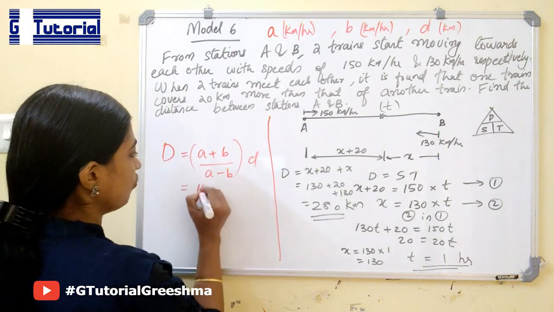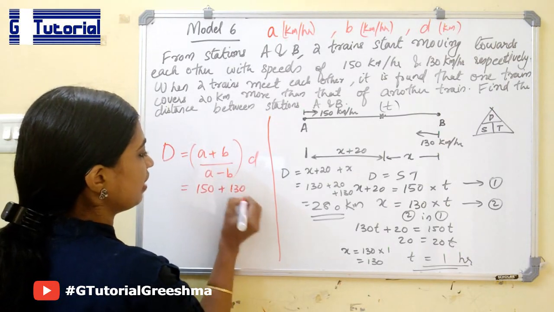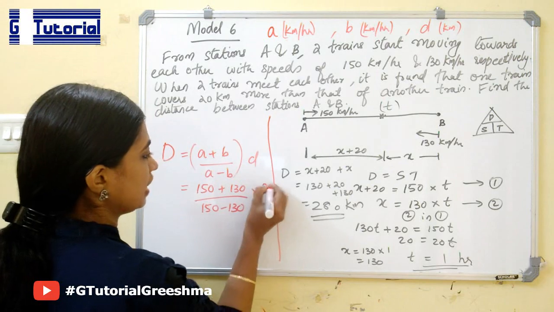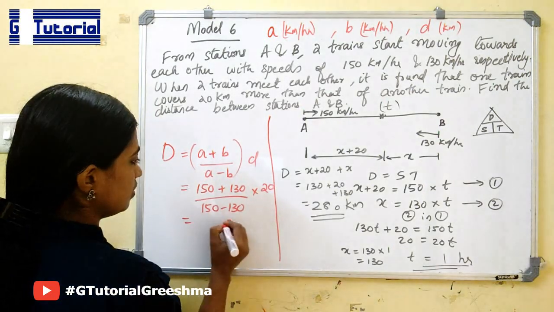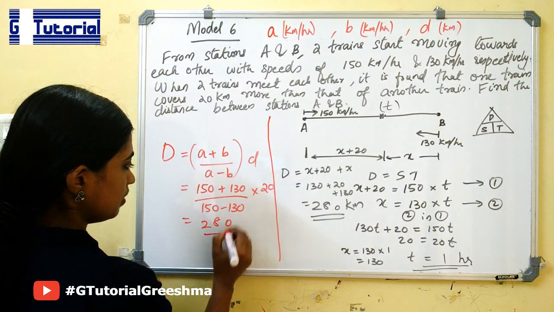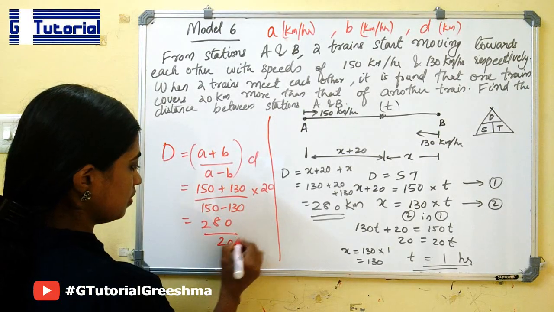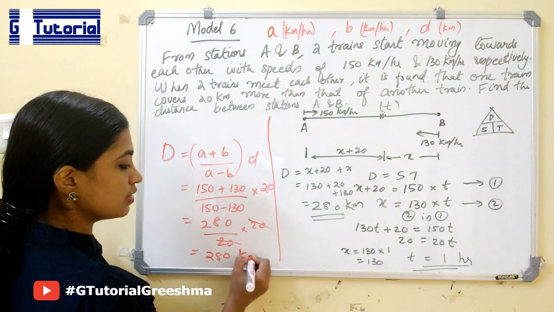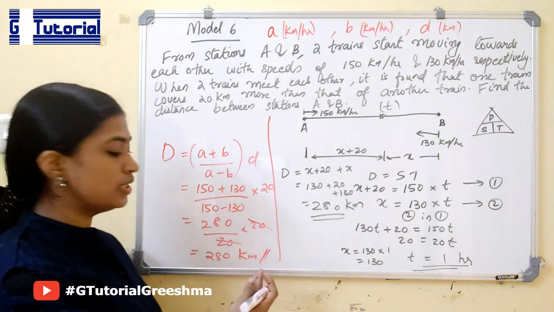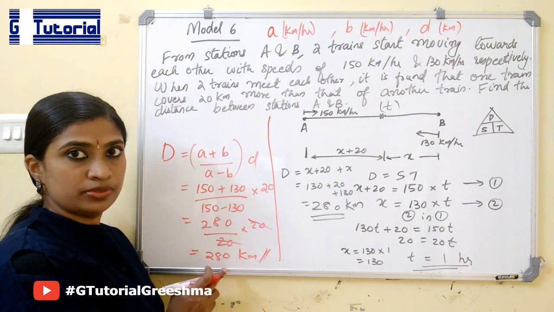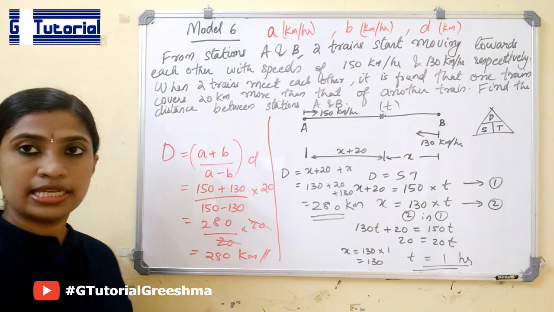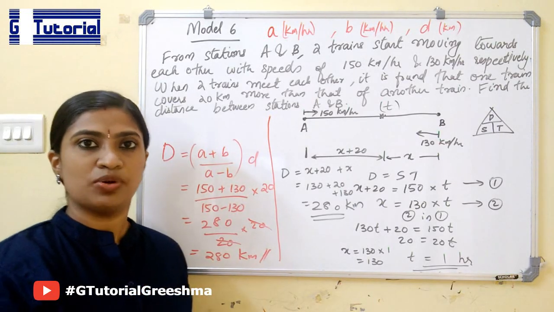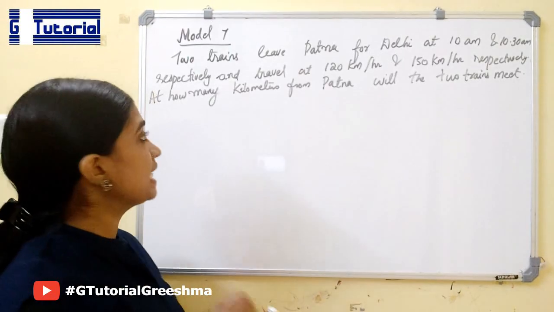Here it is 150 plus 130 divided by 150 minus 130, into D which is 20. The 20 gets cancelled, so 280 kilometers is the distance. So we can do this within 1 or 2 seconds. This is the easier method for solving this problem. Now we can move on to the next model.